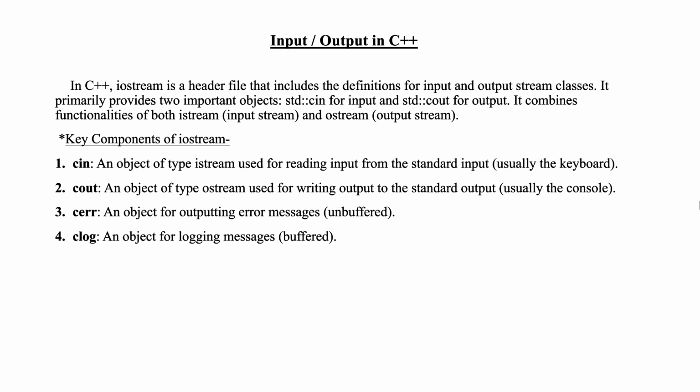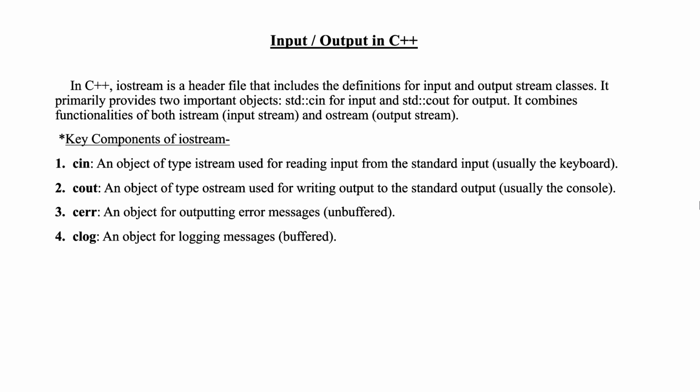In C++, iostream is a header file that includes the definition for the input and output stream classes. In iostream, I stands for input stream and O stands for output stream. What is a stream? A stream is a sequence of bytes or a sequence of characters. It primarily provides two important objects, that is cin for input and cout for output. It combines the functionalities of both the istream and ostream classes.